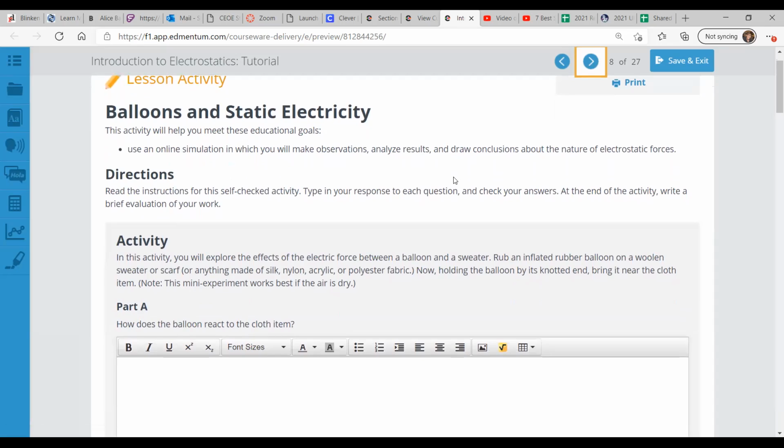Okay, so we're at the lesson activity, and it's kind of a do-it-yourself lab almost. If you have a balloon and some type of sweater or sweatshirt, you're going to rub the balloon against the fabric. You'll blow up a balloon, tie it at the knot, and then holding the balloon by its knotted end, bring it near the cloth item.